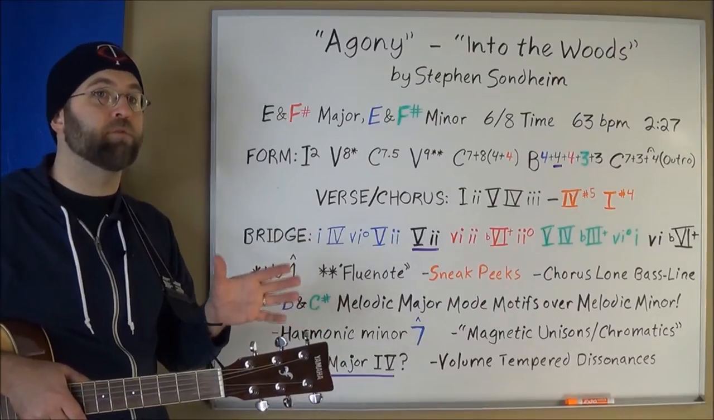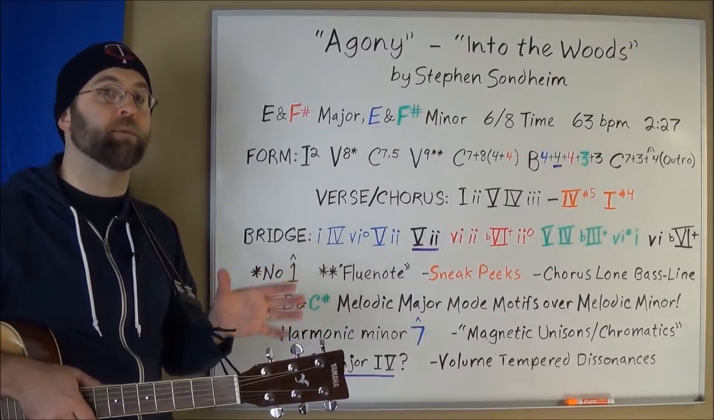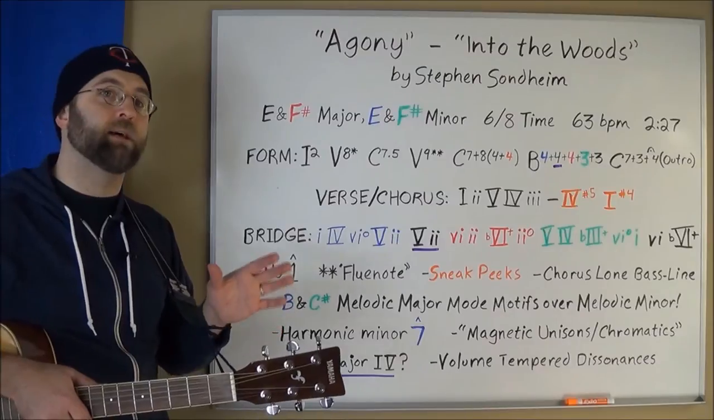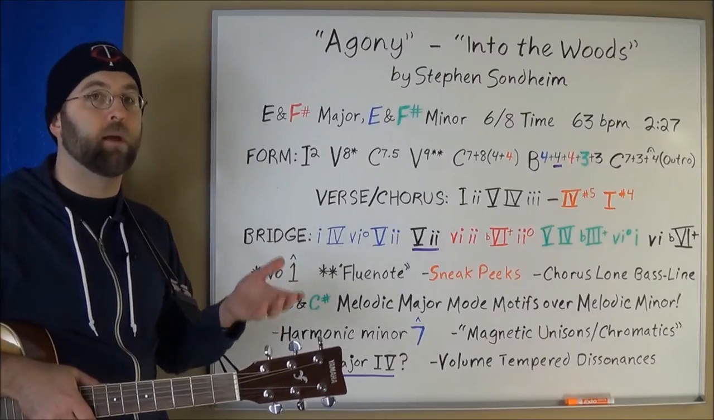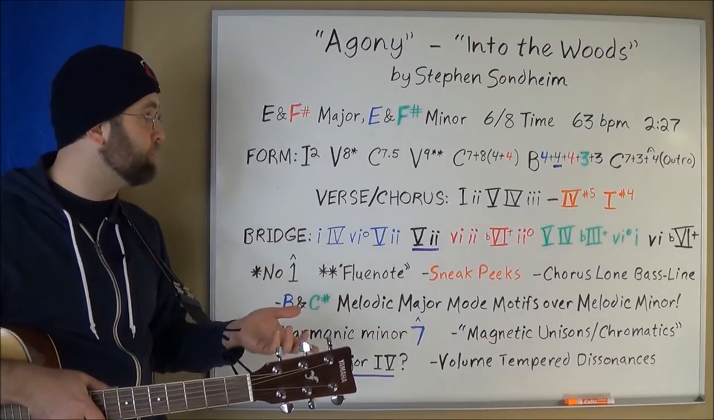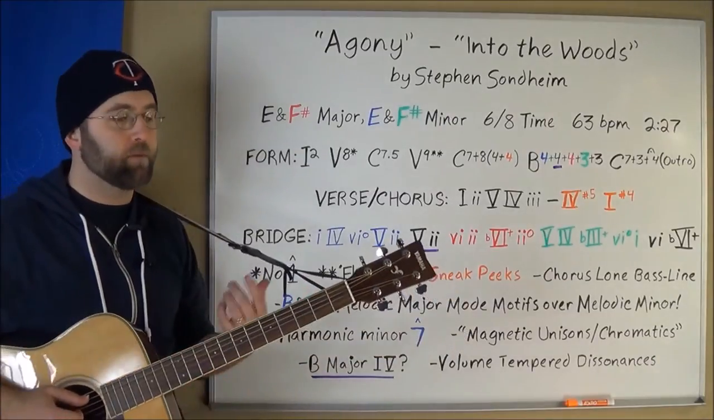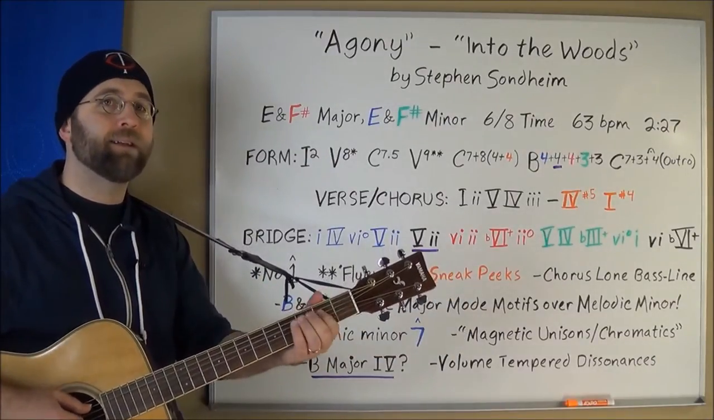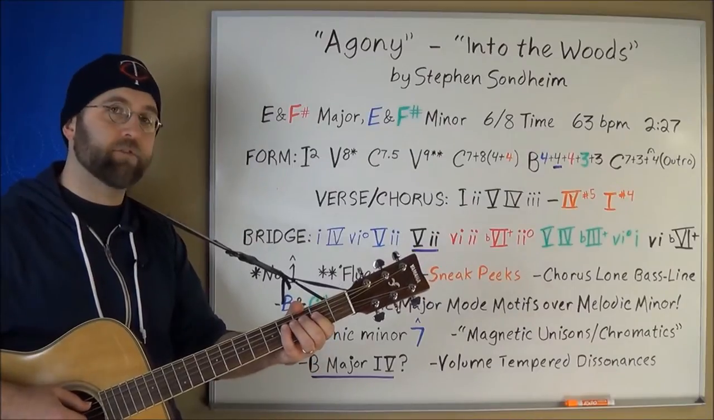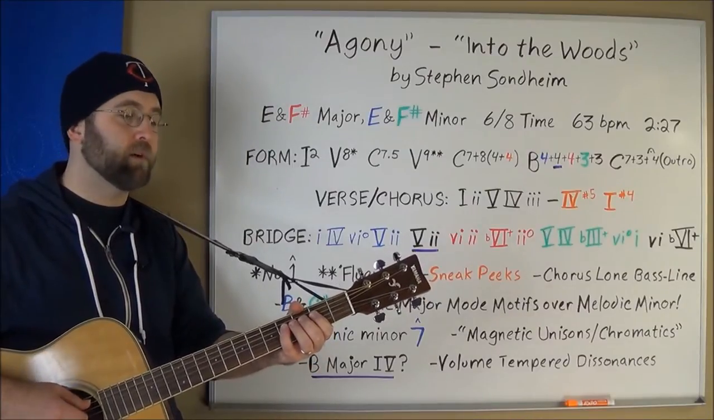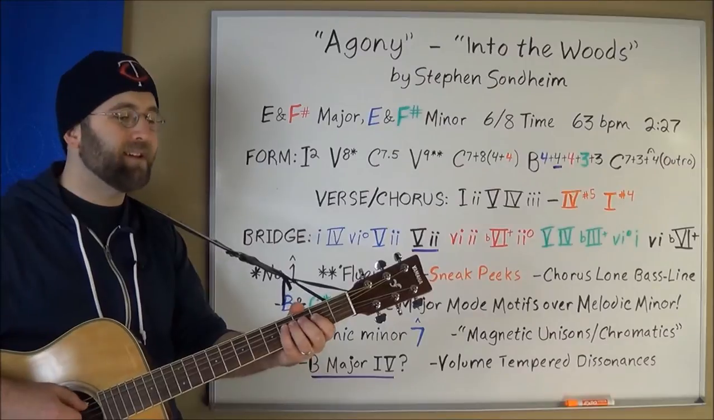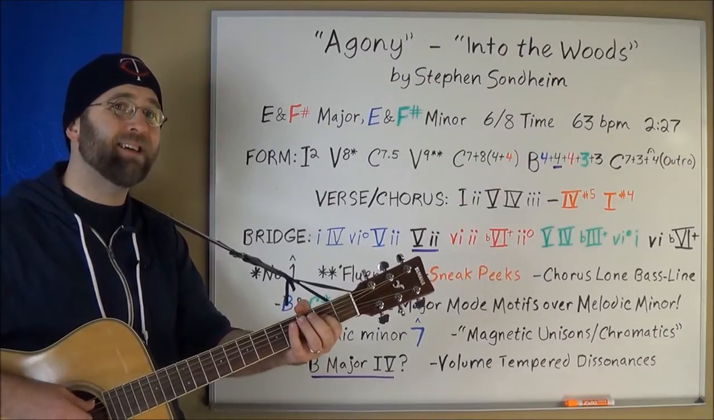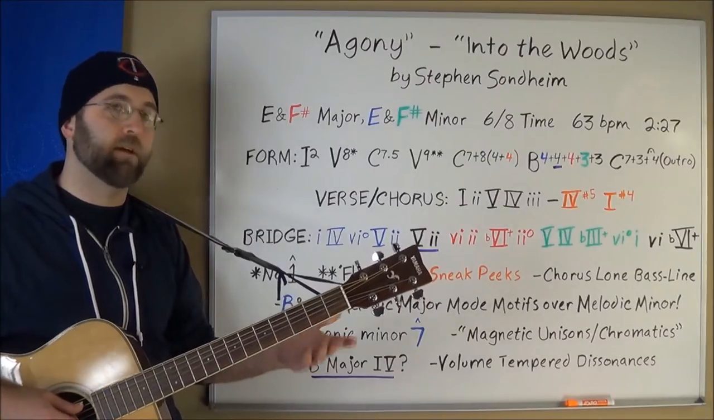And like I mentioned before, the motif here is made up of the fifth mode of the E melodic minor, also known as B melodic major. But here's what the motif sounds like. Just a B melodic major scale. And so it just starts out just like a major scale, do, re, mi, fa, so. But then it switches to minor, with flat 7 and 6.